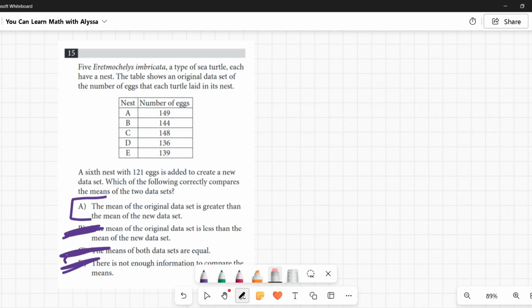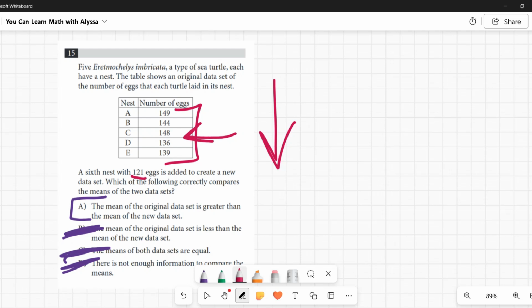So all that being said, let's see what we've got going on over here. We have 149, 144, 148, 136, 139. All are in the 130s or 140s. And the number we're adding is 121. It is lower than every single solitary point. It's going to bring that average down. There's no way around it.